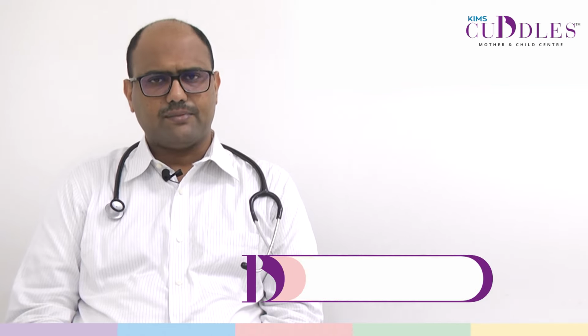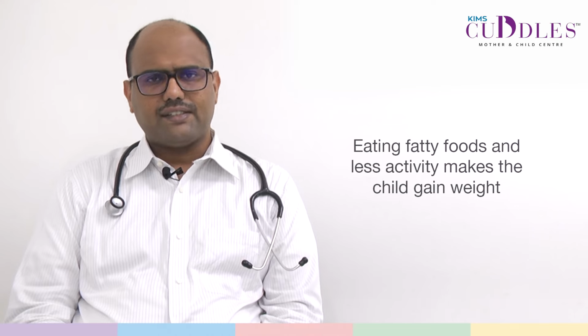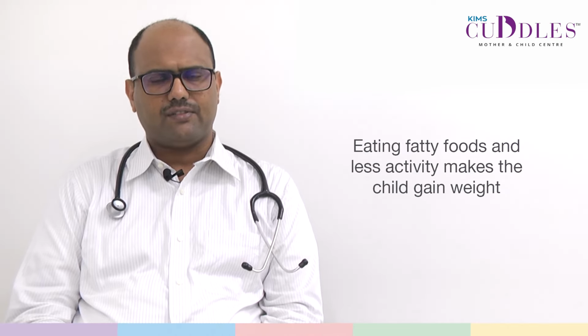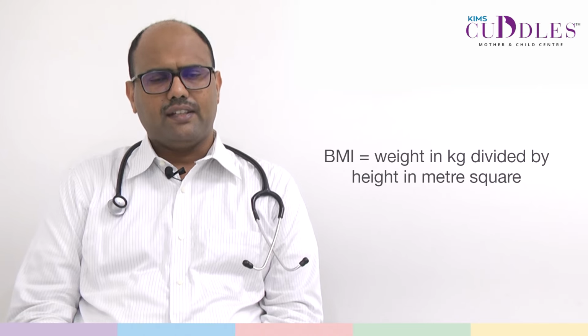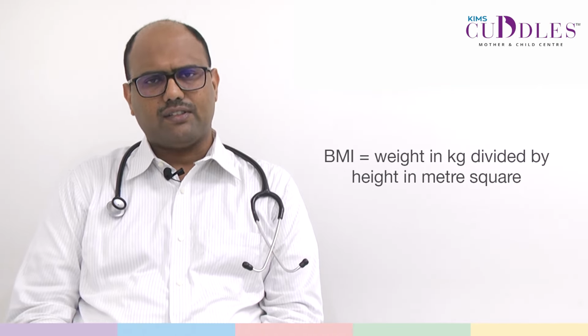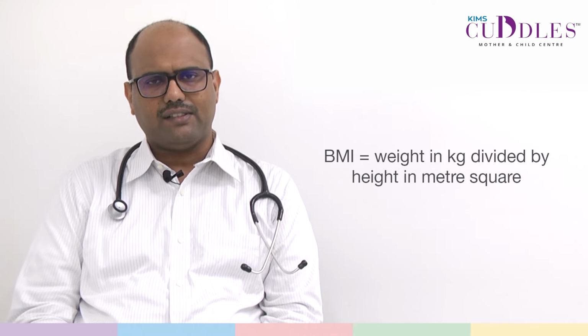Whenever the child eats especially fatty food more, or even carbohydrates more, and spends less energy, less calories, there is an input and output imbalance. Then naturally they gain weight because they are not spending so much energy. The body tries to retain all the excess food in the form of fat. So how do you measure fat? You cannot directly measure the fat in the body. You are trying to measure the weight in relation to height. That's what BMI indicates: weight in kilograms divided by height in meters squared. You will get the body mass index.